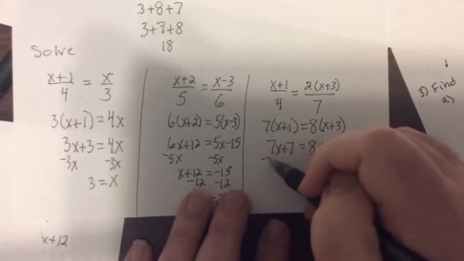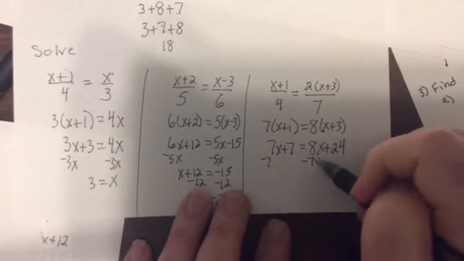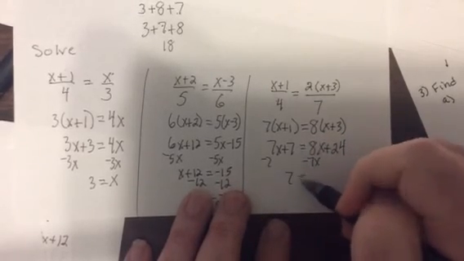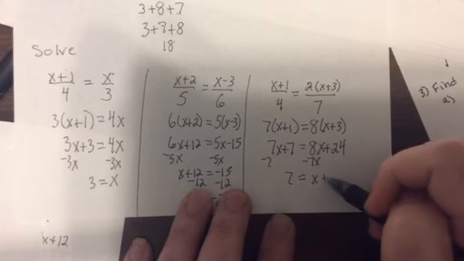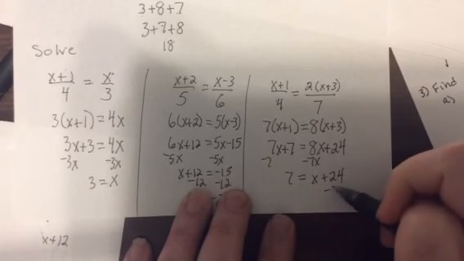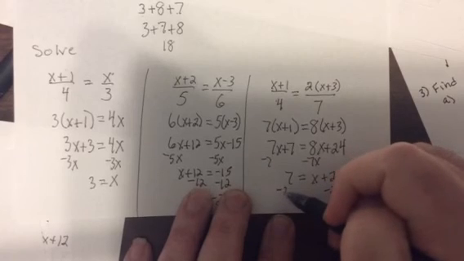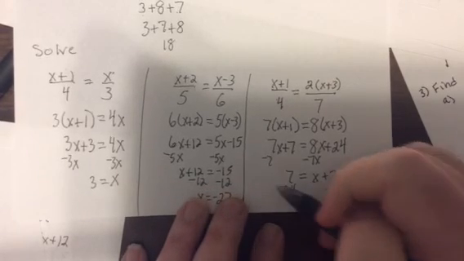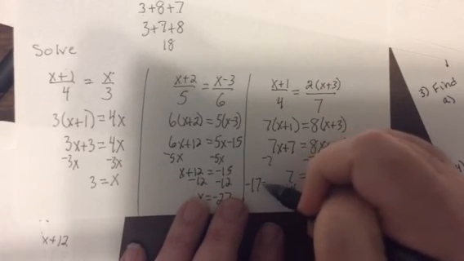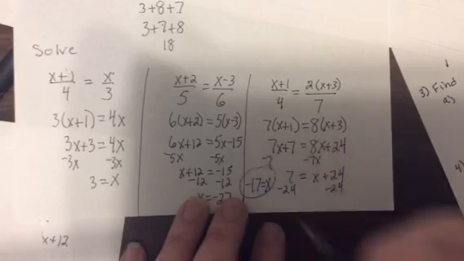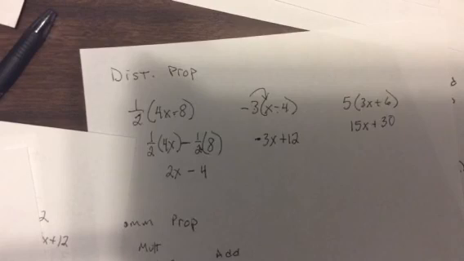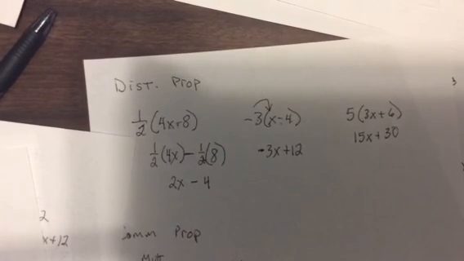So subtract the 7x. So I have 7 equals x plus 24. Now I subtract the 24. So it'd be minus 17 equals x. Okay. So, woohoo, we're cranking on.